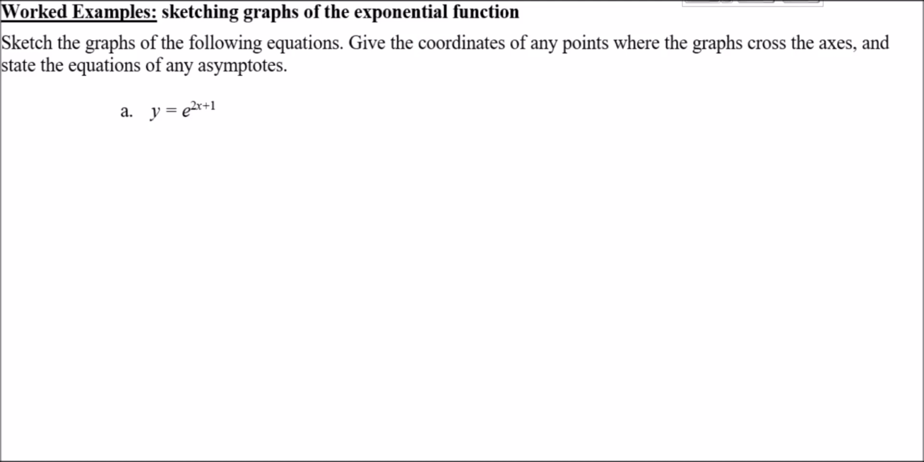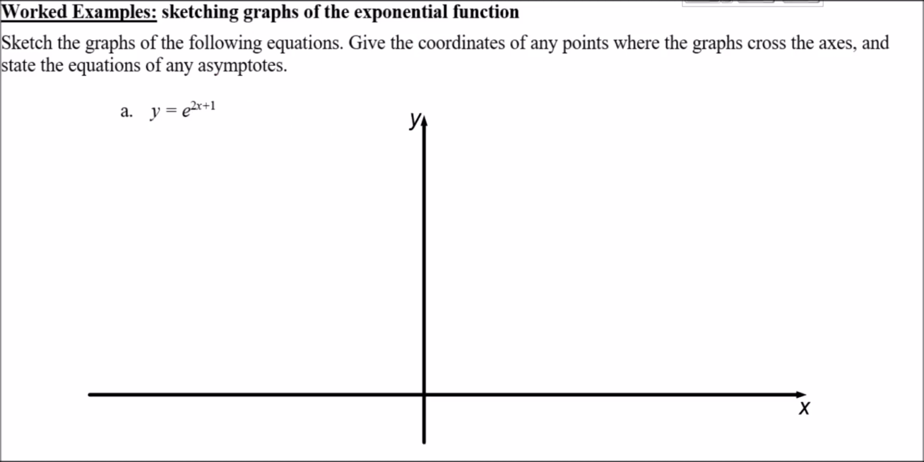First of all, we've got y equals e to the 2x plus 1. So here are a couple of axes I made earlier. What I would suggest doing is just read the question carefully and note where it says any point where the graph crosses the axes, and also equations of any asymptotes. So if you're not sure, by the way, use your calculator if it's an exam, try different values. If you're not in an exam, use your calculator and a graphing piece of software, for example, Desmos or GeoGebra.